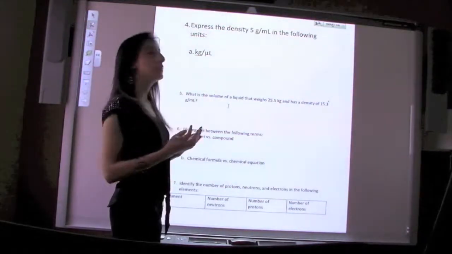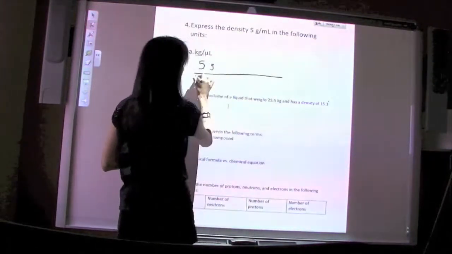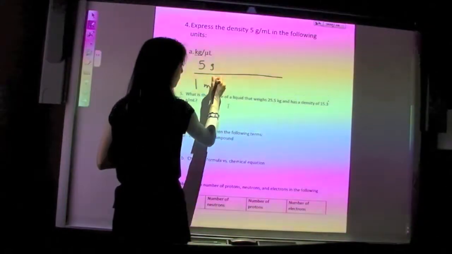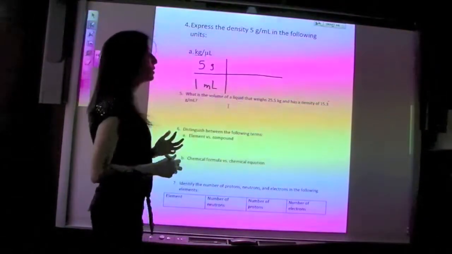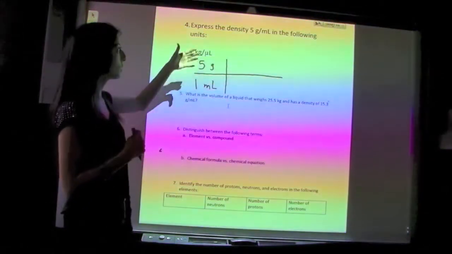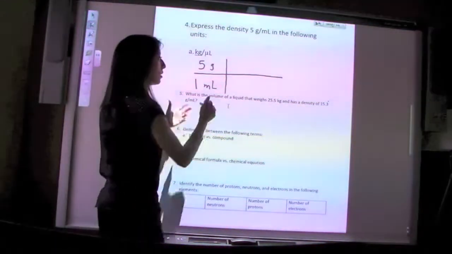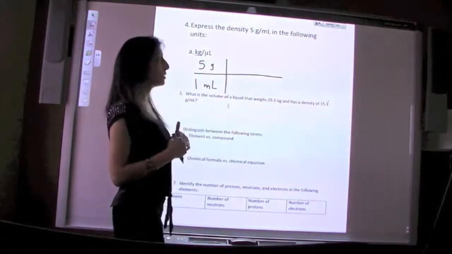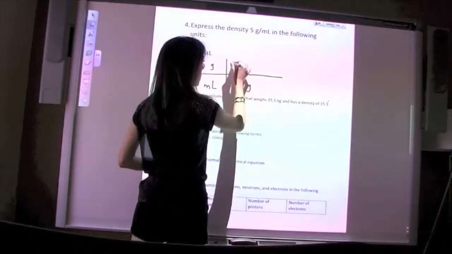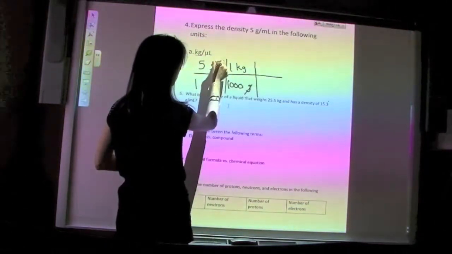So the way I like to set up these problems is to start off with our 5 grams per 1 milliliter. The next step is to determine how grams and milliliters are equivalent to kilograms and microliters. We know that 1 kilogram has 1,000 grams in it. So in order to get rid of grams and have kilograms in our final answer, I'm going to put 1,000 grams on the bottom and 1 kilogram on the top. This way our gram units cancel out.